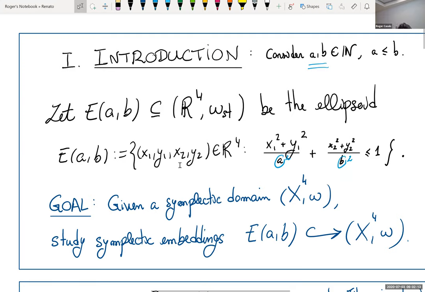And what's interesting is that the symplectic properties of the ellipsoid E(A,B) are going to be heavily dependent on A and B if we look at quantitative problems. Overall, the goal of the talk and part of the goal of this part of the field is, given a symplectic domain, you can think of this domain as being maybe another ellipsoid, maybe the product of two disks, maybe CP2 if you really want a closed manifold, and then you're going to fix a symplectic form. In particular, you're going to fix the volume, which you may assume is finite. And you're going to ask yourself, can I embed a given ellipsoid with a certain A and B inside that symplectic domain? And sometimes the answer is yes, sometimes the answer is no, and sometimes the answer is interesting.